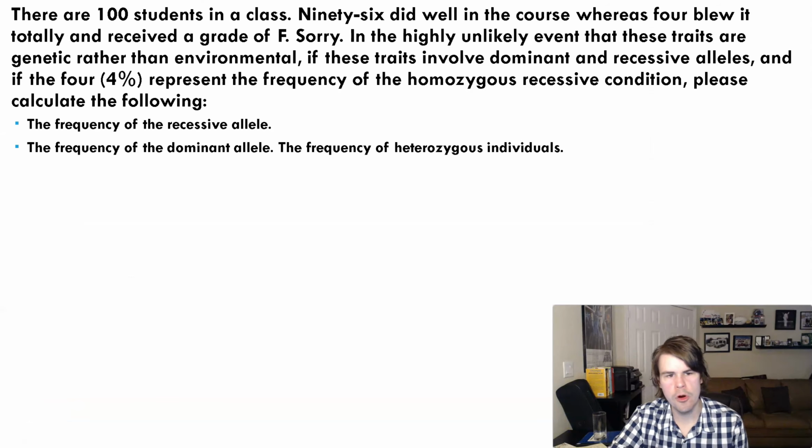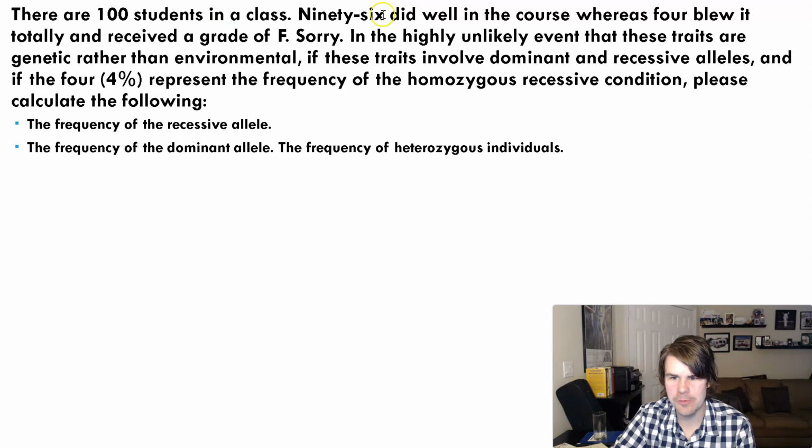All right, so let's do one more problem together as we're closing out this video, and I hope it was helpful. There are 100 students in a class. That is a ginormous class. Just imagine 100 9th graders, biology students in a class. That's crazy. Anyways, 96 did well in the course, whereas 4 completely blew it and received a grade of F. Sorry. In the highly unlikely event that these traits are genetic rather than environmental, highly unlikely is a key word there. Highly unlikely, because science repeatedly says that your work ethic is more important than what you're born with, as far as gray matter and white matter and all that goes in the brain. So this is obviously a hypothetical problem.